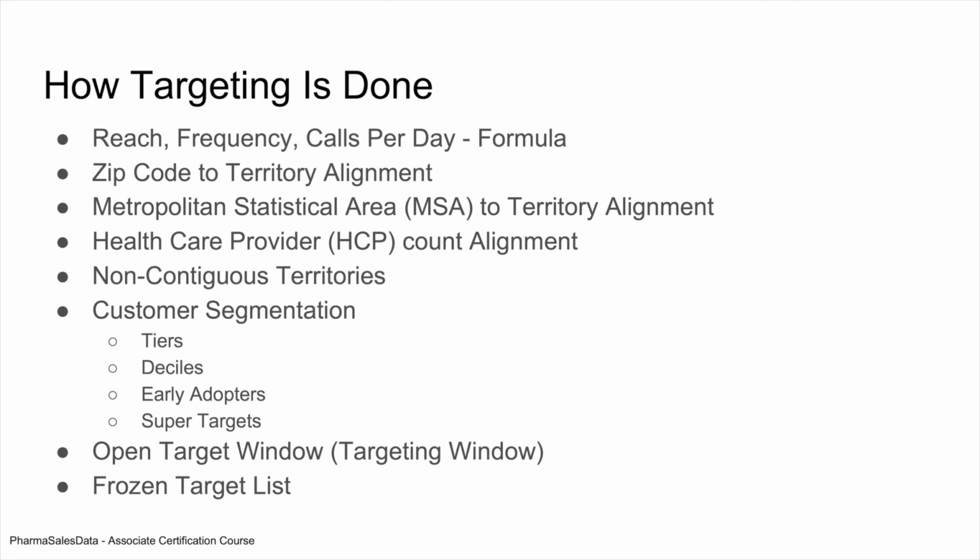Then you have to go through your customer segmentation, your tiers, deciles, early adopters, super targets. These are all segmentation details we're going to get into shortly. We talked about the open target window and what the targeting window is. And then, of course, once the targeting window is closed, you have your frozen target list, your frozen customer list for that specific time period.